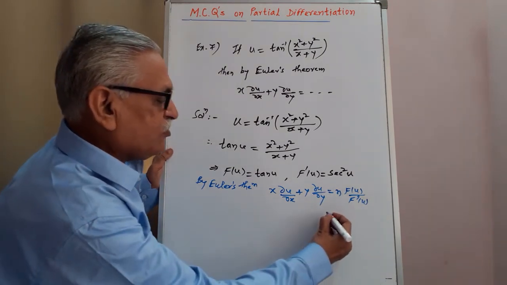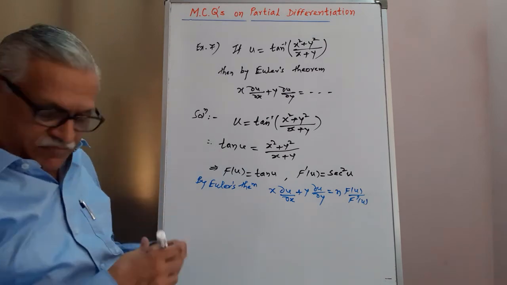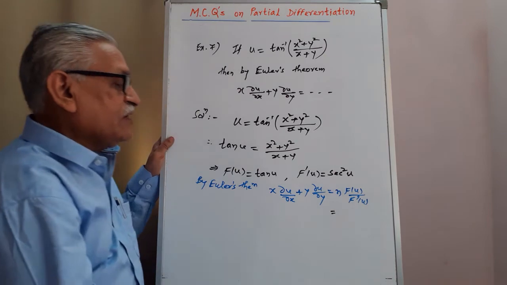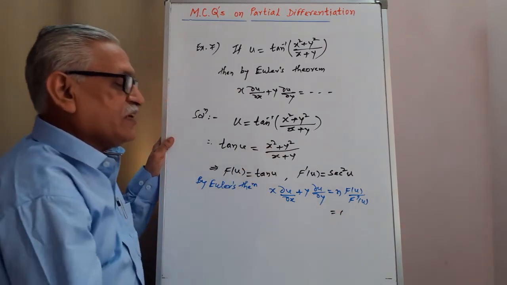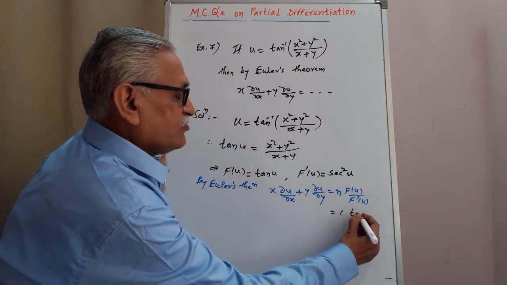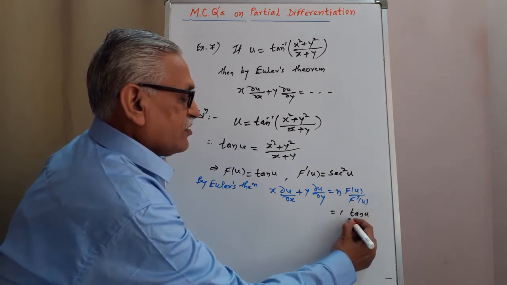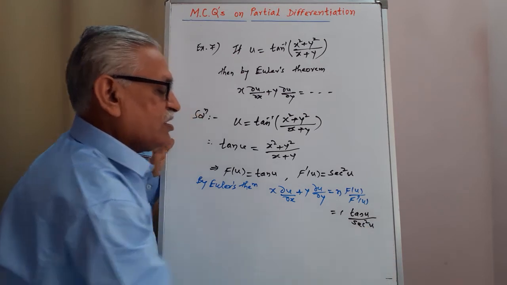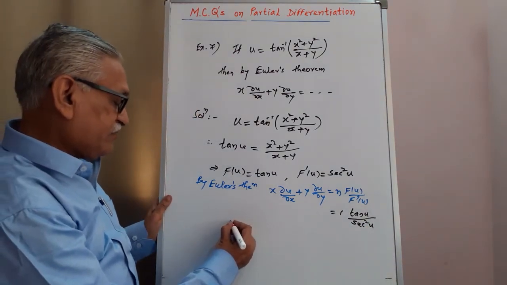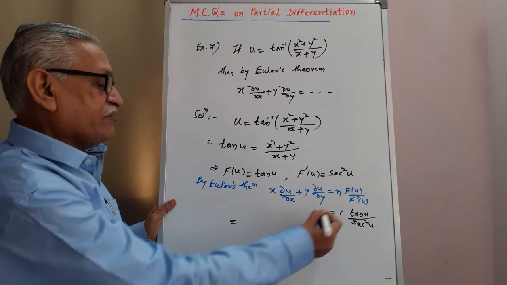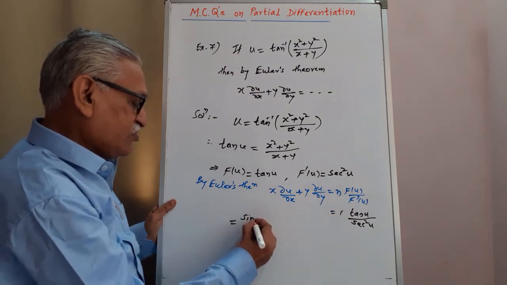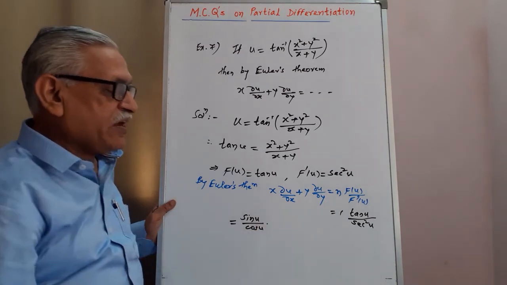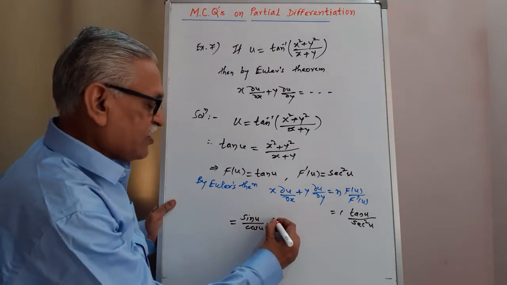And then substituting the values, we get it is equal to, the value of n is 1, f of u is tan u, and f dash of u is secant square u. And then rewriting it, we get tan nothing but sine by cos, and 1 by secant square nothing but cos square.